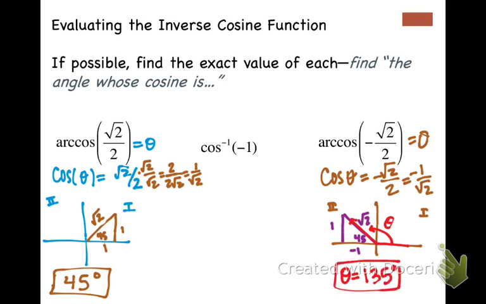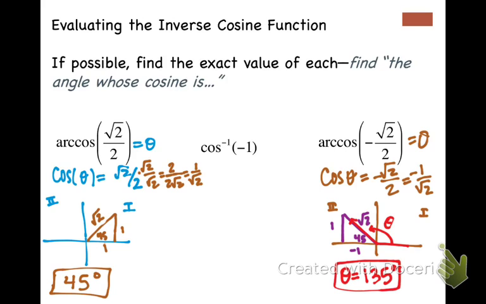And you can check that in your calculator if you do arc cosine, or second cosine, of negative root 2 over 2, you should get positive 135 degrees. Okay? So you do need to figure out what the reference angle is first, the angle inside your triangle, but I'm looking always for the one in standard position.